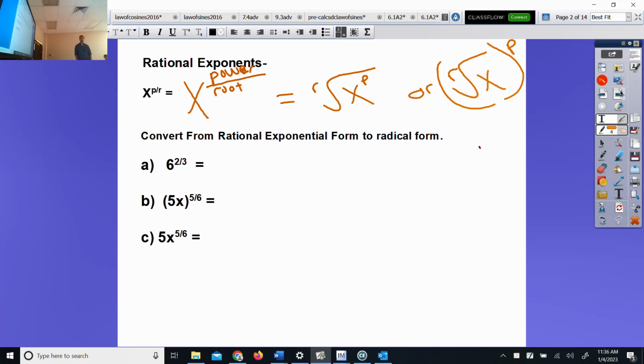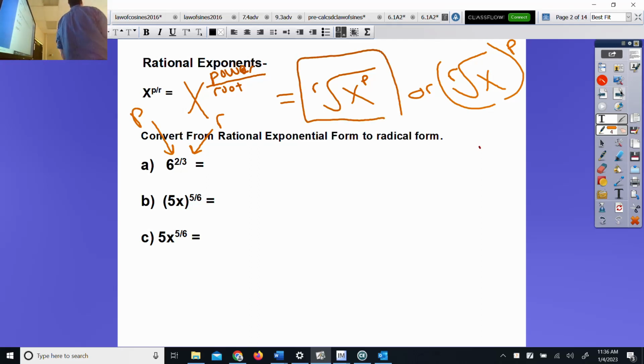So this is convert from rational exponential form to a radical form. When I look at the exponent, I'm supposed to be able to pick out the power and the root. So this is 6 to the 2/3. What's the power? Power is 2. Powers are up high. And what's the root? 3. Just use this thing right here. That's all you do. Nothing more. So what little number is going to be in front of the radical? 3. What are you going to do with your 6? Square it. It's a simple rule. Anybody any questions with it?